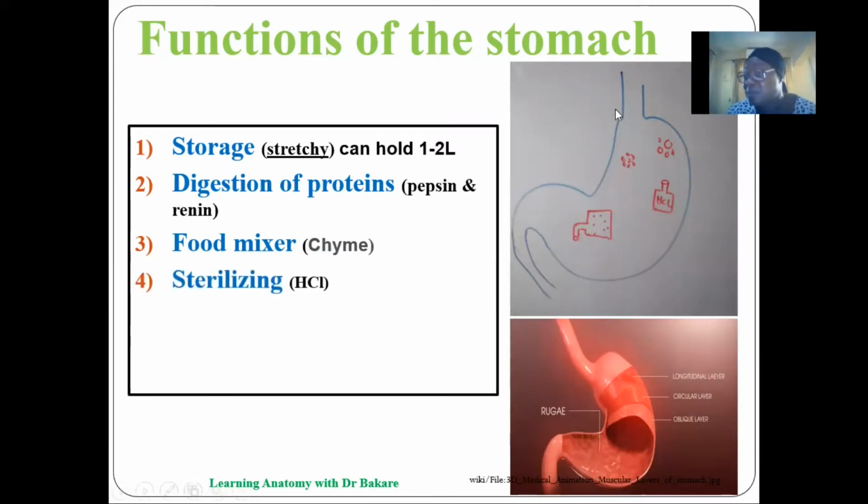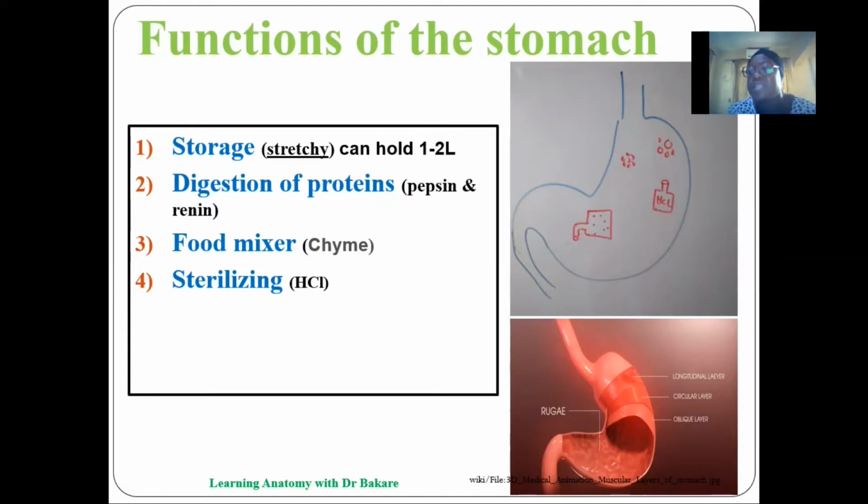The stomach is responsible for sterilization. It helps to sterilize gastric content. And it's able to do this because it's made up of parietal cells that produce hydrochloric acid. The hydrochloric acid produced by these cells attacks or destroys foreign organisms that find their way into the gastric environment.